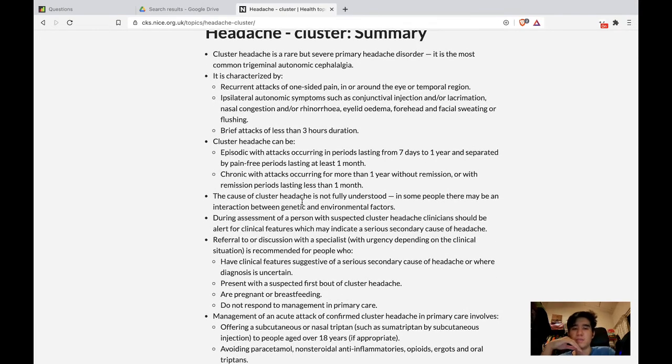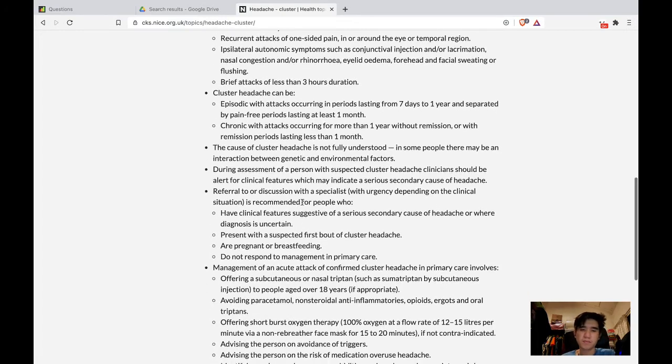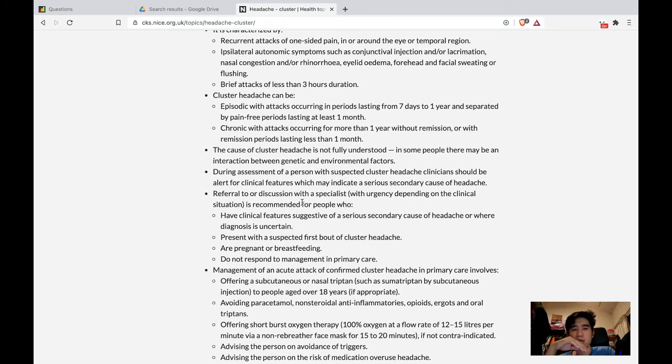Cluster headaches can be episodic with attacks occurring in periods lasting from 7 days to 1 year and separated by pain-free periods lasting at least 1 month. Chronic with attacks occurring for more than 1 year without remission or with remission periods lasting less than 1 month. The cause of cluster headache is not fully understood. In some people, there may be an interaction between genetic and environmental factors. During assessment of a person with suspected cluster headache, clinicians should be alert for clinical features which may indicate a serious secondary cause of headache.